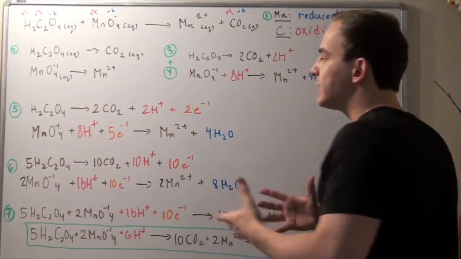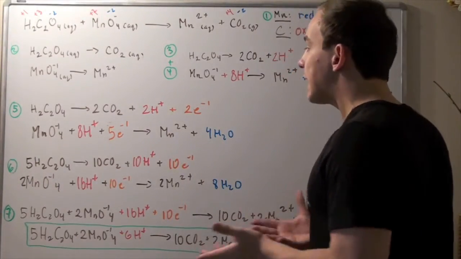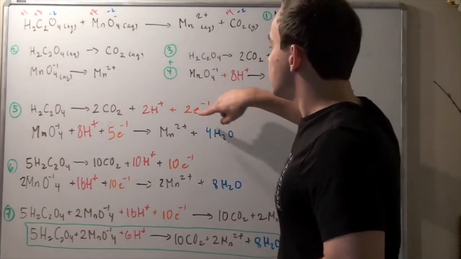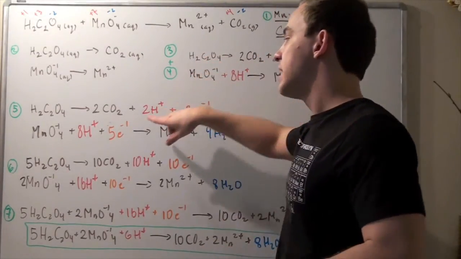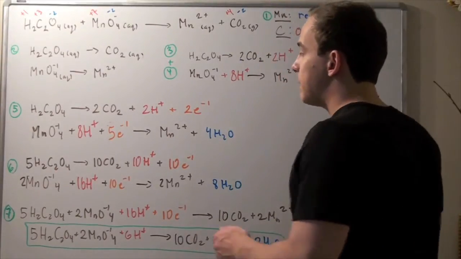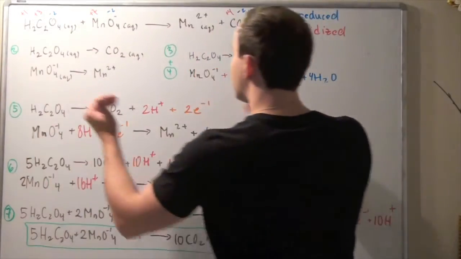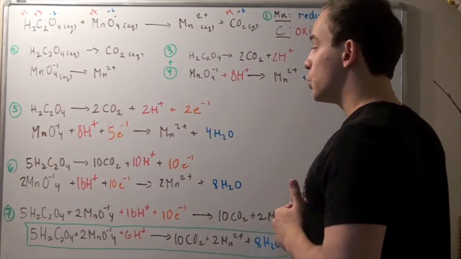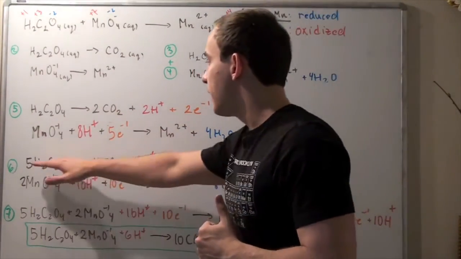That means I want to find a common factor of 5 and 2. And this factor is 10, because 2 goes into 10 5 times and 5 goes into 10 2 times. So, I basically multiply this whole half reaction by 5 and I multiply this whole half reaction by 2. And I get the following.